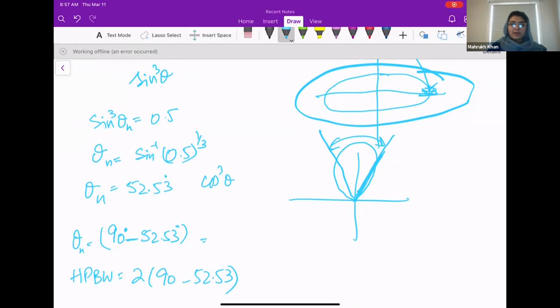So wherever you are having an omnidirectional pattern, you want to tackle this scenario. That's why you want 90 degrees minus this point. That will give you the half power beamwidth here.